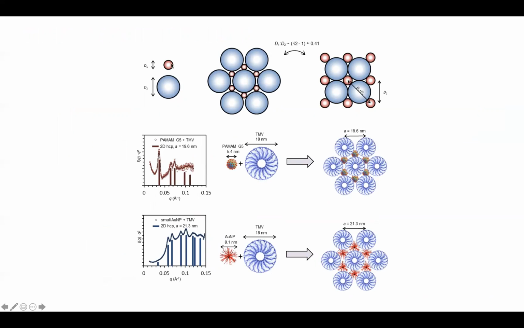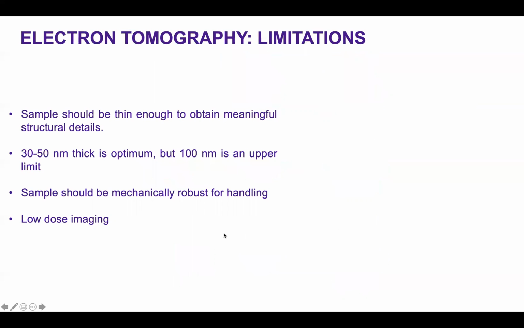Then we can do a little bit more. We know that if we use a certain size, we get a certain type of assembly. We can change and control the size of the nanoparticle. Since the virus particle size is constant, we can use different types of nanoparticles. Of course, by tuning this, we can change from square lattice to hexagonal lattice. So this is the amount of information that we can get from TEM imaging, especially from electron tomography.